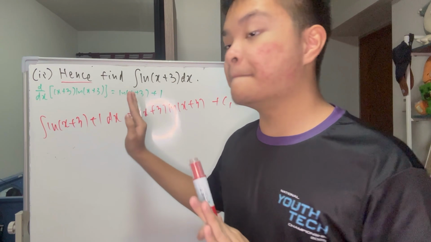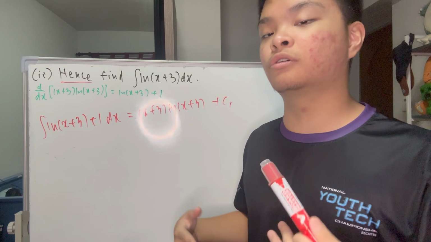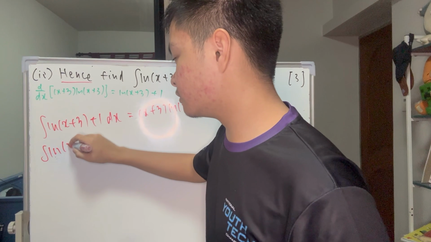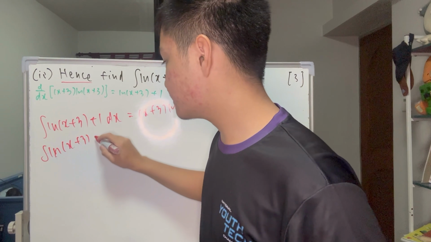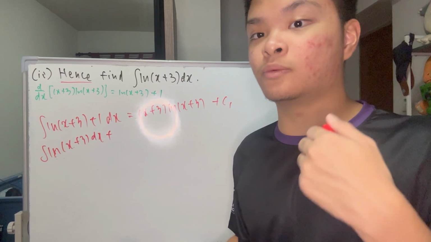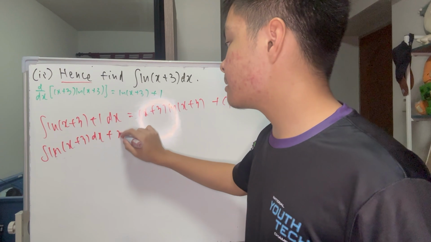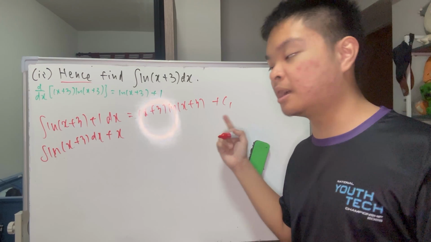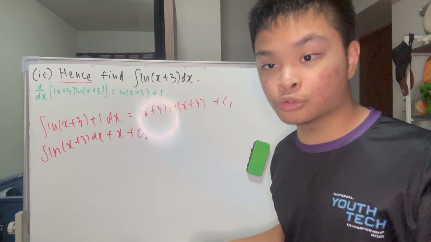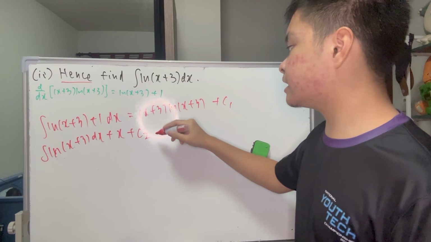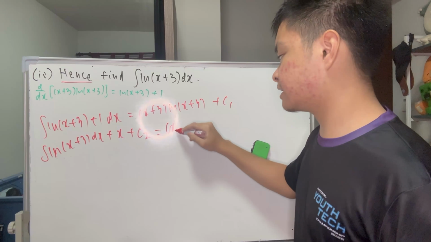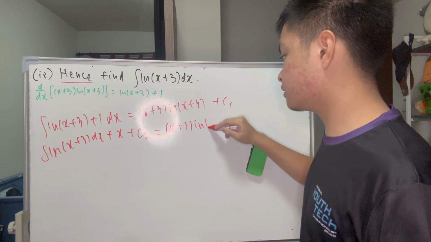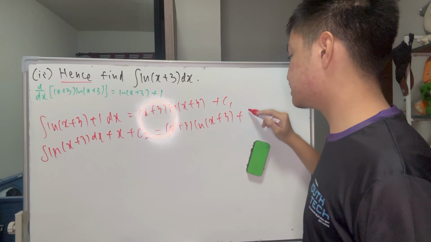So I'm going to maintain my integral of ln of x plus 3, because we want to find that. Integral of ln of x plus 3 dx, and then if we integrate 1, we get an x. But that's not all, we have to add a plus c. But since we already have a plus c1, I have to add a plus c2. Then I just equal and I copy what is here: x plus 3 ln of x plus 3 plus c1.